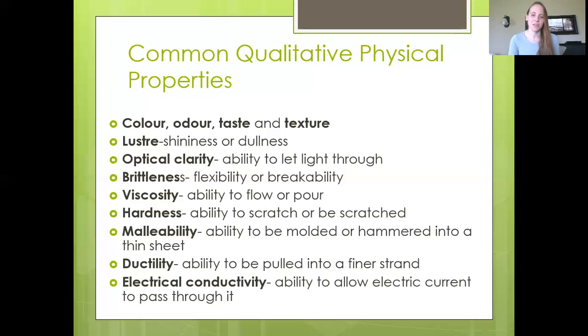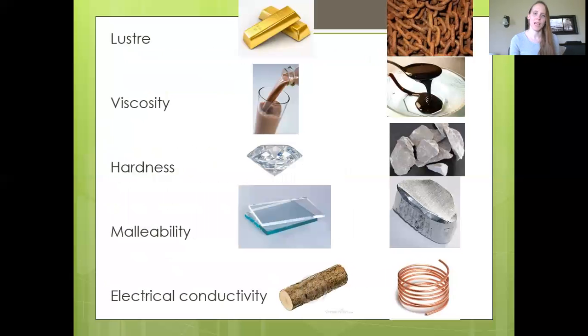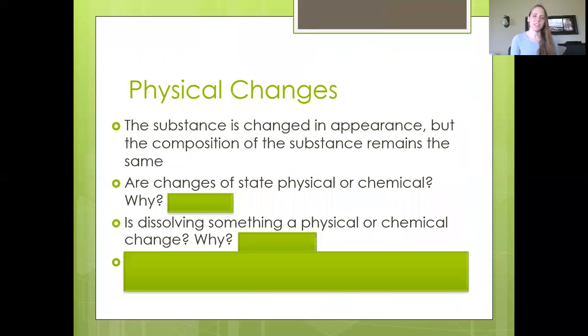And then the last one, electrical conductivity, which is the ability to allow electric current to pass through it. Sometimes when we're talking about conductivity, we're talking about electrical conductivity. We can also sometimes talk about heat conductivity as well, which is how easily heat gets passed through a compound. So just go through these examples, make sure you have some examples of what is lustrous compared to what's not, what's viscous compared to what's not, malleable, etc. So yeah, try that.